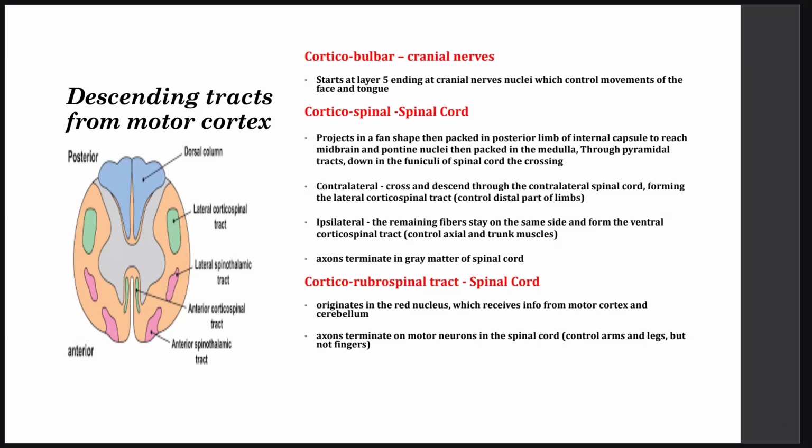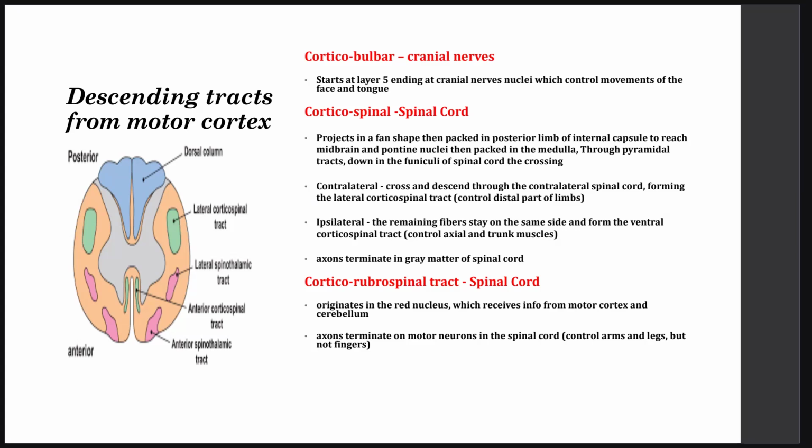In the lower part of the medulla, most of the corticospinal tract will decussate. This is what we call the pyramidal tract decussation, or pyramidal decussation. So they go to the other side. The part of the corticospinal tract that goes to the other side is called the lateral corticospinal tract. And the part that does not decussate runs anteriorly in the spinal cord. That is what we call the anterior corticospinal tract.